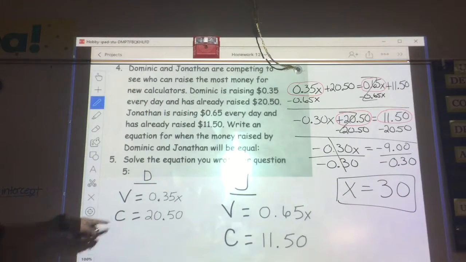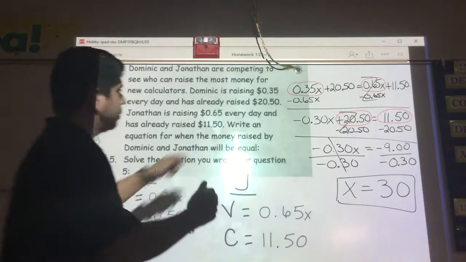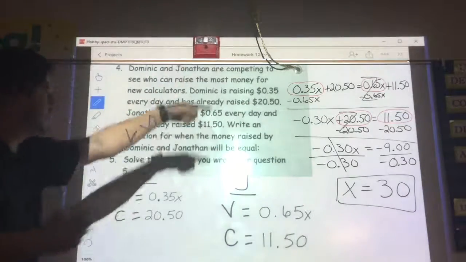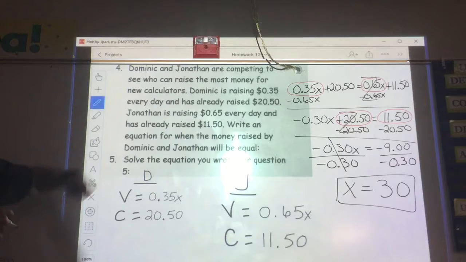Alright, so this is number 4. 4 is making the equation, and then 5 is solving it. So this is actually 4 and 5.